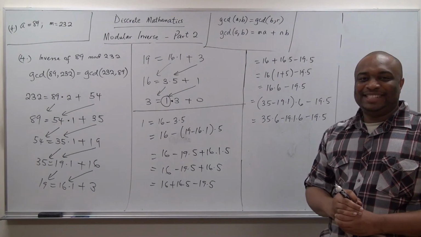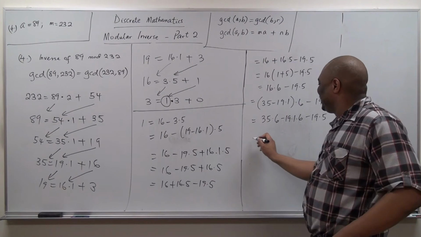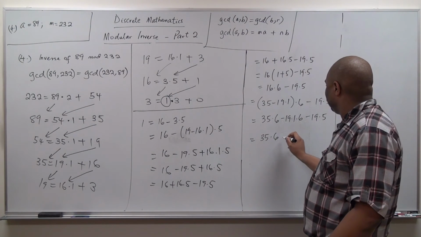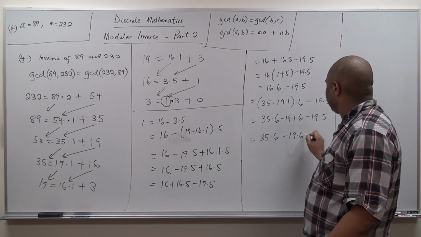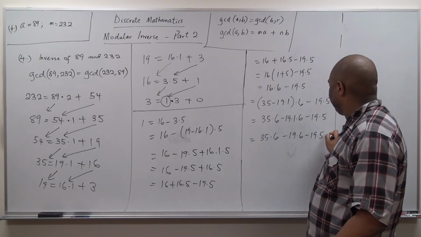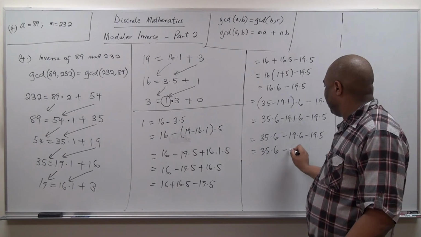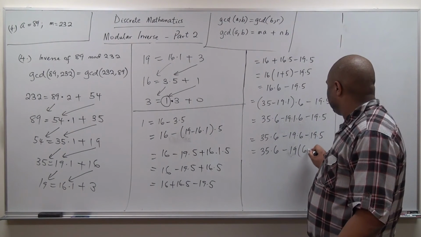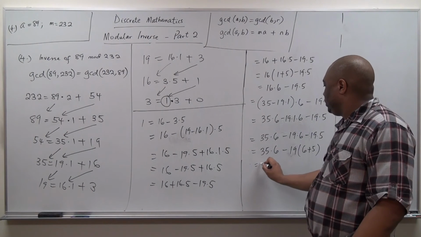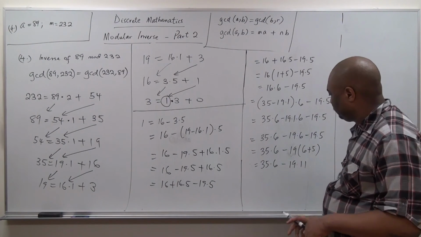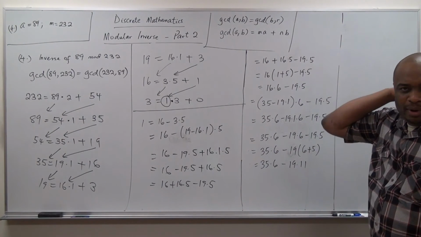Okay, let's continue. So this will be equal to 35 times 6 minus 19 times 6 minus 19 times 5. Right? Which is 35 times 6 minus 19 times (6 plus 5), which is 35 times 6 minus 19 times 11. Let's kind of check this to see whether we are on the right track.